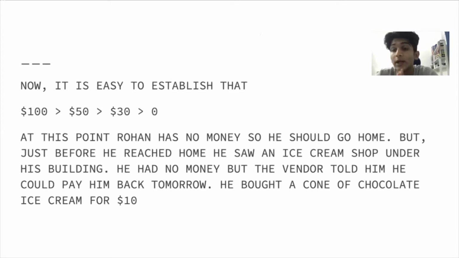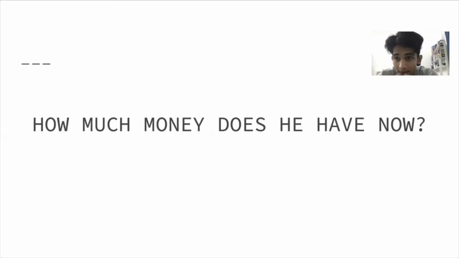But the story does not end here. Just before he reached home, he saw an ice cream shop under his building. Now he had no more money, right? But the vendor told him he could pay him back tomorrow. So he bought a cone of chocolate ice cream for $10. So how much money does he have now?